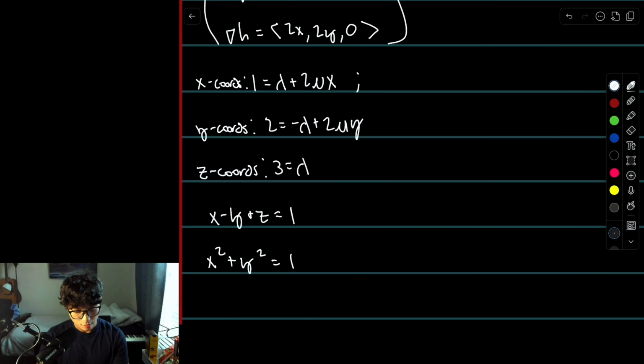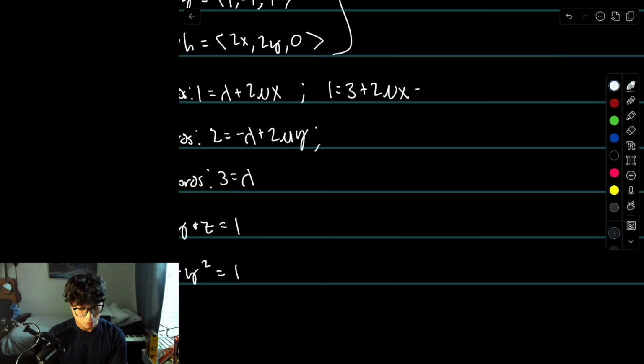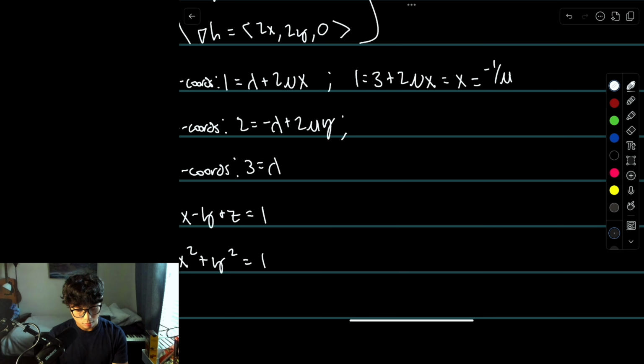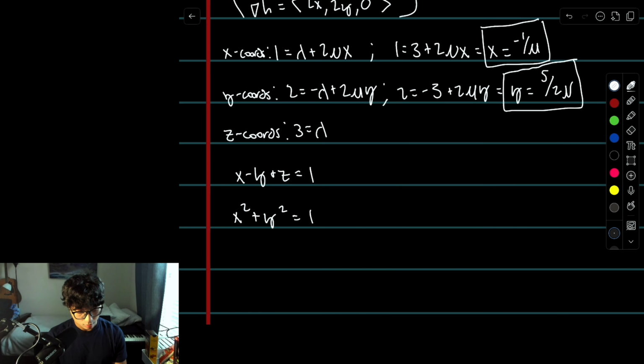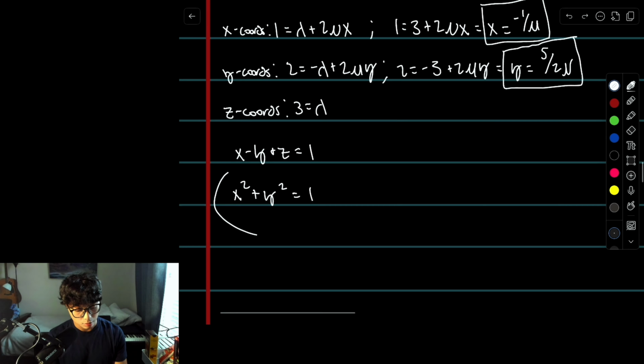So in this case, since λ = 3, 1 = 3 + 2μx, which then solves into x = -1/μ. Same thing here, except we have a negative λ, so it becomes 2 = -3 + 2μy, which gives y = 5/(2μ). Now, if we want to solve for μ, we can simply put it into our cylinder constraint, since our plane constraint has a z and we don't have that information. So it'll be simpler to use this constraint and plug in what we found for x and y.